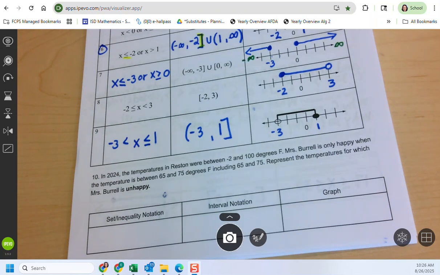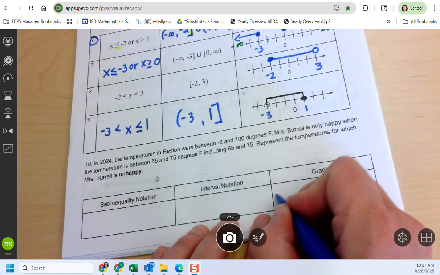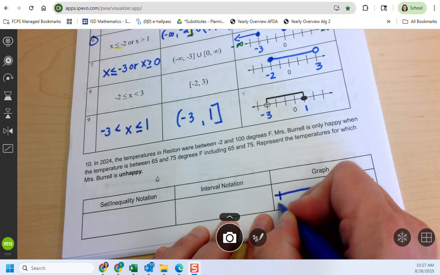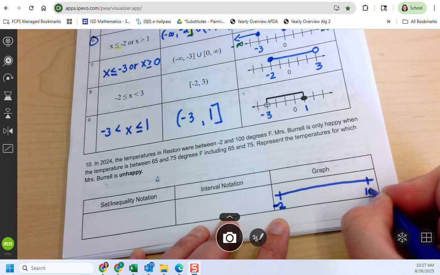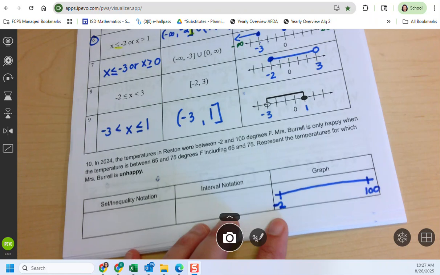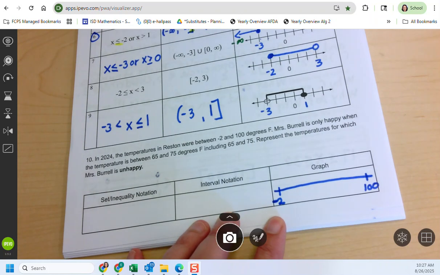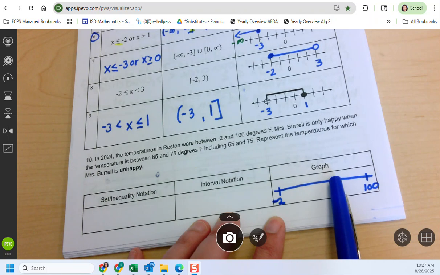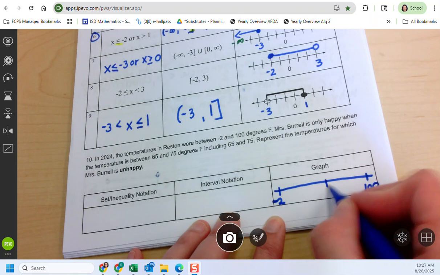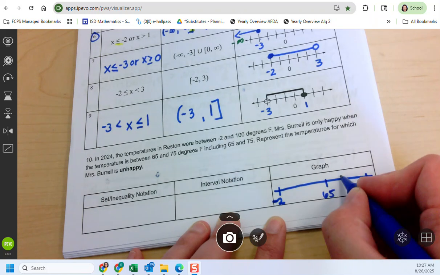Okay, so let's do the graph first. The smallest temperature you could have is -2. What's the biggest temperature you could have? 100, yeah. But there are 2 other important temperatures here as well. What are they? 65 and 75. Now, we're not going to be exact, but we're also not going to be random. Like 65 is not going to be right next to -2. 65 should be closer to 100 and 75 should be even closer to 100. So I'm going to put 65 and 75.